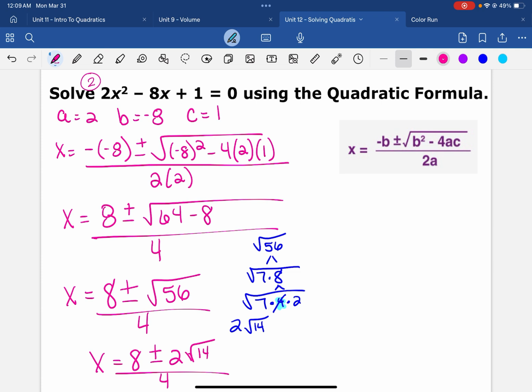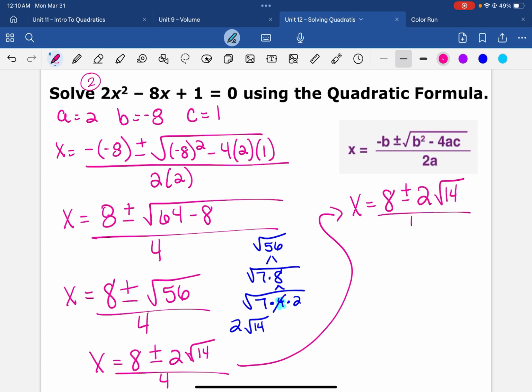Now that looks very good, except I could do one more thing. I can still simplify. I'm going to rewrite this over here so I have some more room. x equals 8 plus or minus 2 square root 14 over 4. Well, I would like for you to notice that 8, 2, and 4 all have a common factor. What's that common factor? A 2. So I can divide each of them by 2.